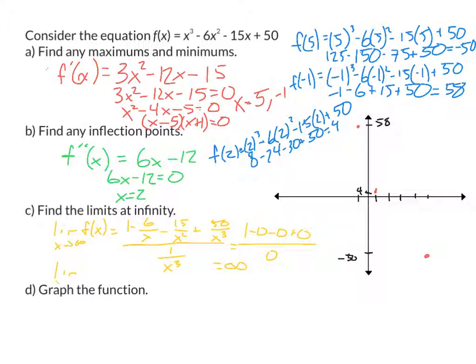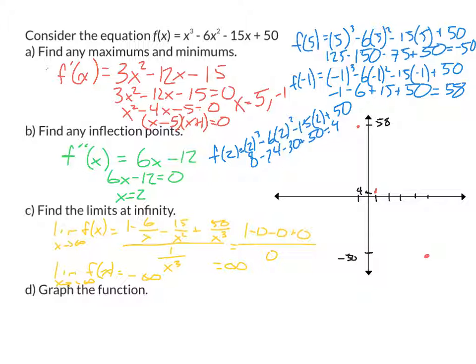For our limit as we approach negative infinity, if we can intuit this instead, we're going to have a really big negative number from the cube. We're going to have a really big negative number from the squared term, a really big positive number from the negative 15 term, and then plus 50. But those two huge negatives at the beginning really outdo the last two terms, so this will be approaching negative infinity.